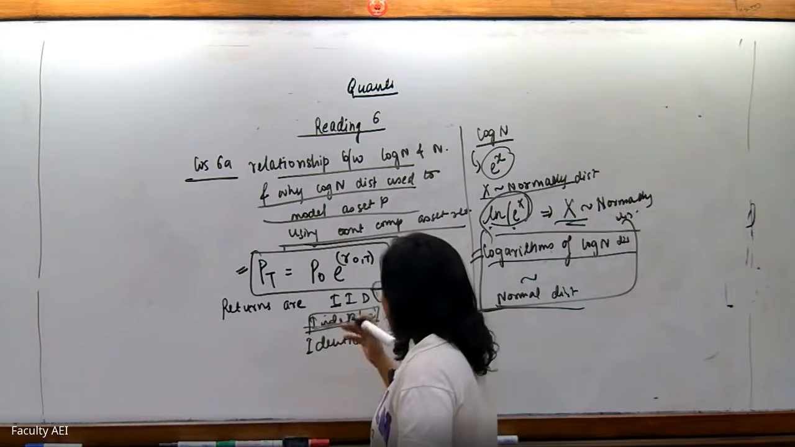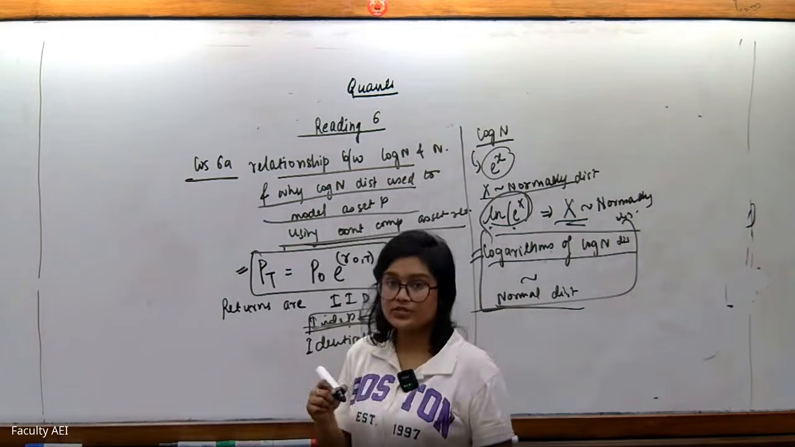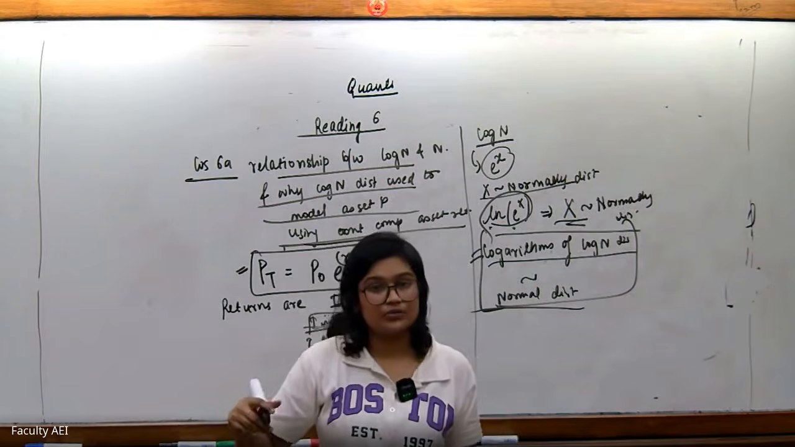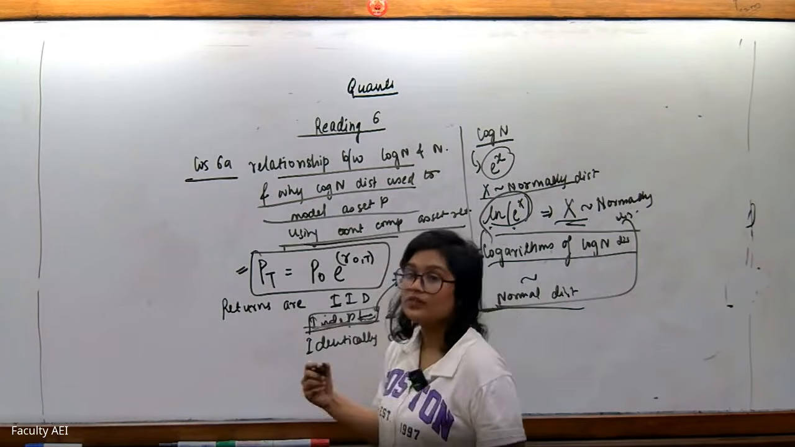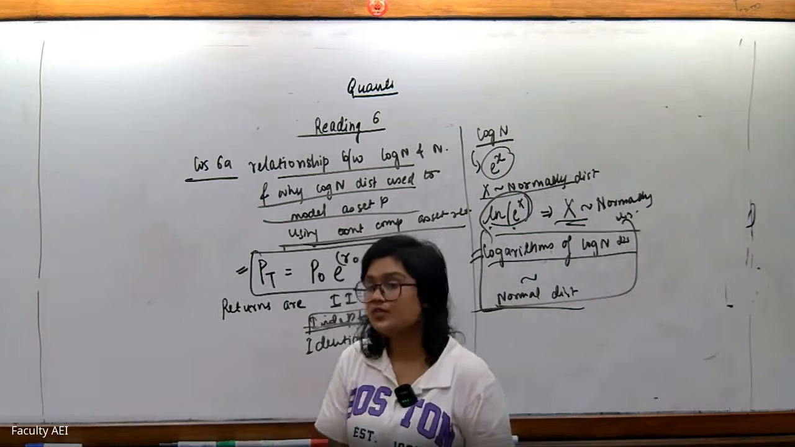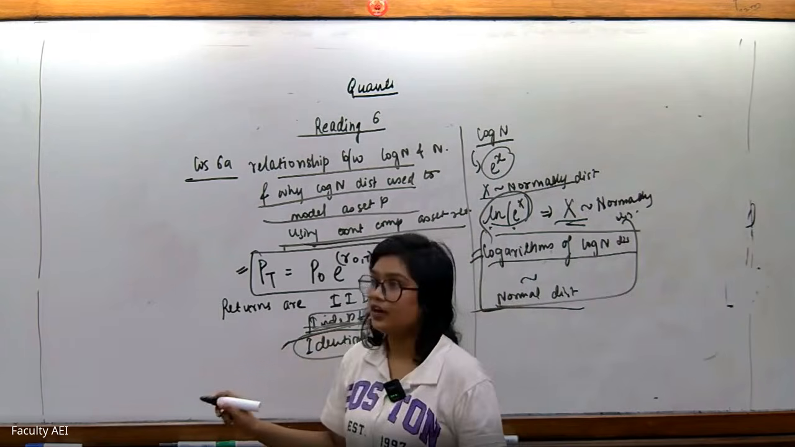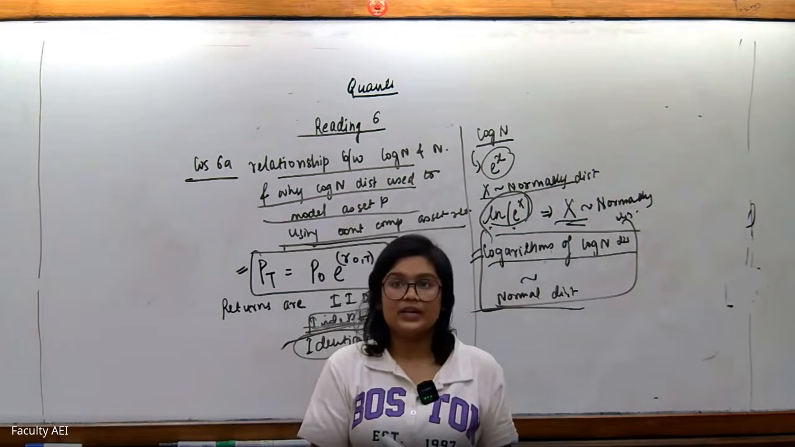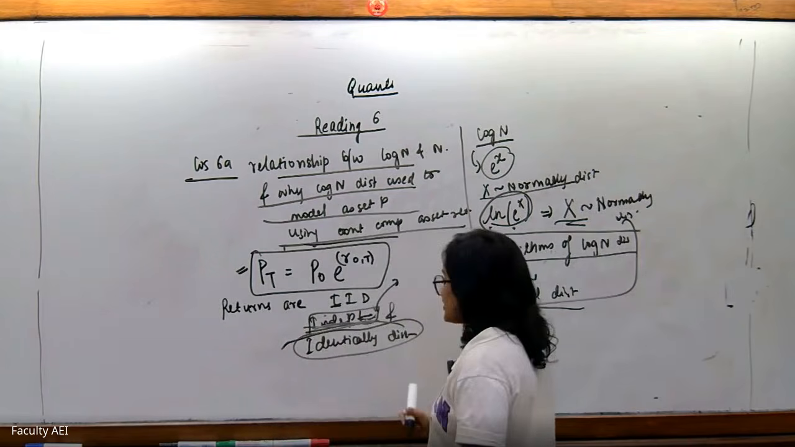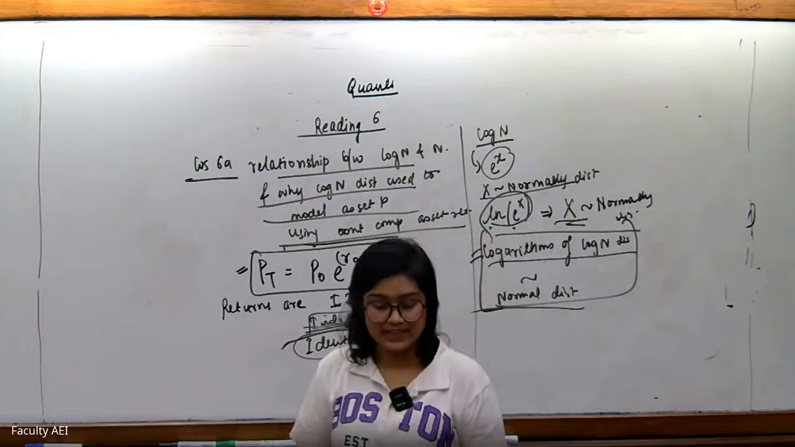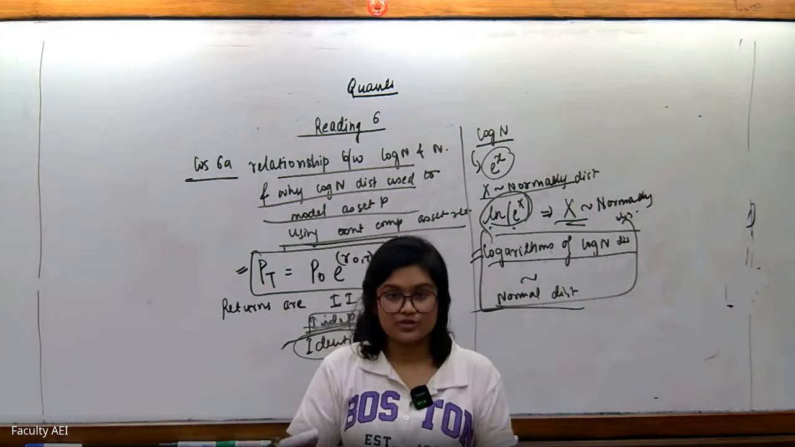Whatever happened in the past, you cannot use it to guess what will happen in the future, how my future returns would look like. Identically distributed means what? If your past returns were following normal distribution, your today's return will also follow normal distribution. That is the different types of distribution.